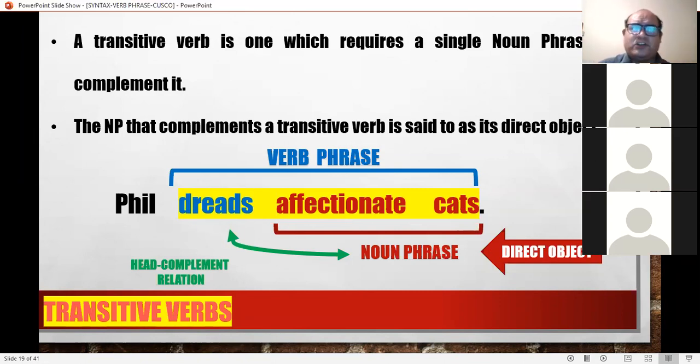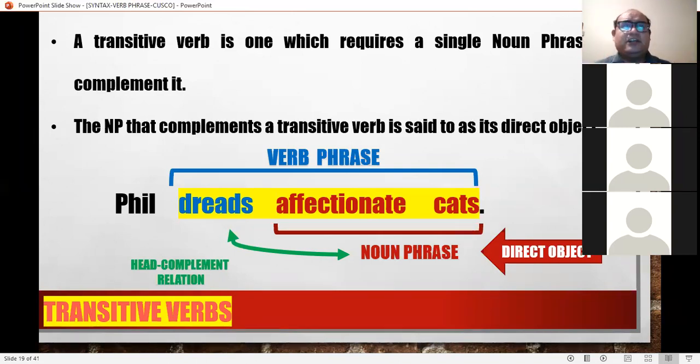So we have a person who does the action, that is Phil, and someone or something, in this case the animal, which receives. Remember, this is the direct object. It's a person, a thing, or animal which receives the action. That's what we call direct object, all right? A person who does the action, that is Phil, an action, that is dreads, and the animals, in this case the cats, because here it is in plural, which receive the action. So that's why we call this a direct object.